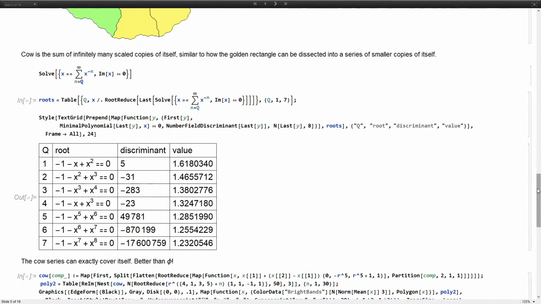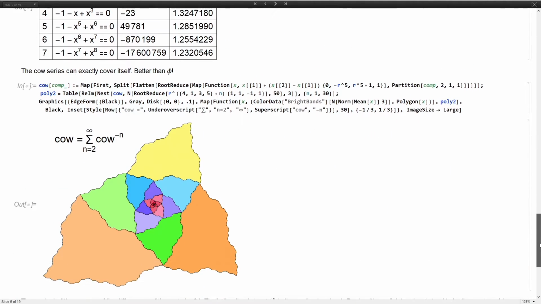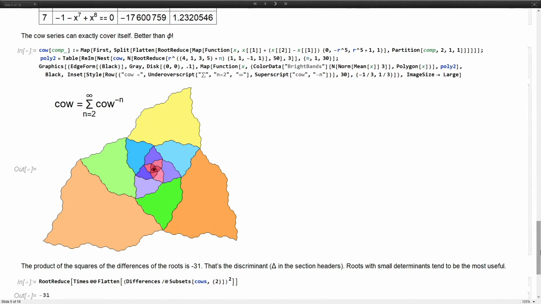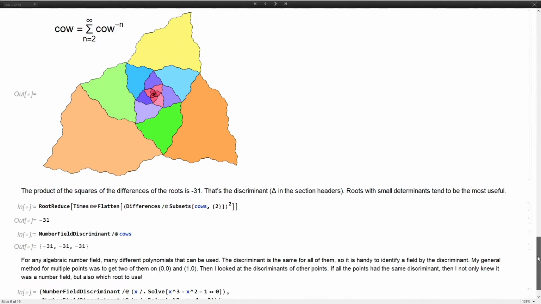So with the golden rectangle, we weren't able to build itself with that. So are there other values where you can have an infinite series of scaled things which add up to the original thing? Well, these are the values that might work, this table here. And it turns out, yes, you can exactly cover the original cow triangle with an infinite number of copies of itself. And this has never been seen either.